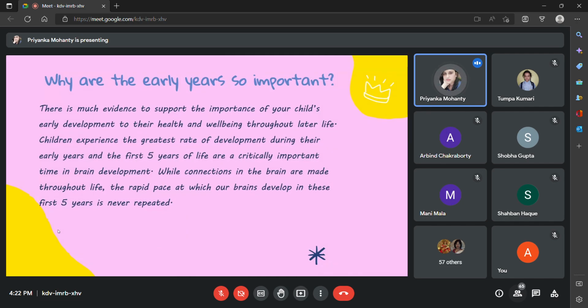So the next is, why are the early years so important? There's much evidence to support the importance of your child's early development to their health and well-being through later life. Children experience the greatest rate of development during their early years, and the first 5 years of life are crucially important to brain development.